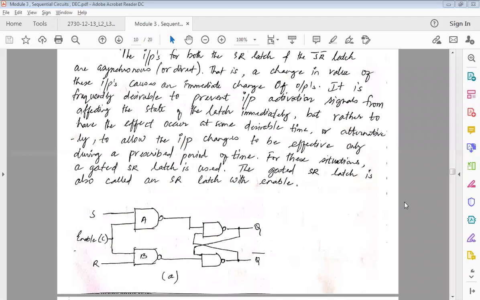Okay, thank you for that confirmation. So your output time should be long enough so that it actually passes to the next stage of the circuit. To allow input changes to be effective only during the prescribed period of time, in these situations, a gated SR latch is used. So in such situations, to keep it stable, we will be using the gated SR latch.